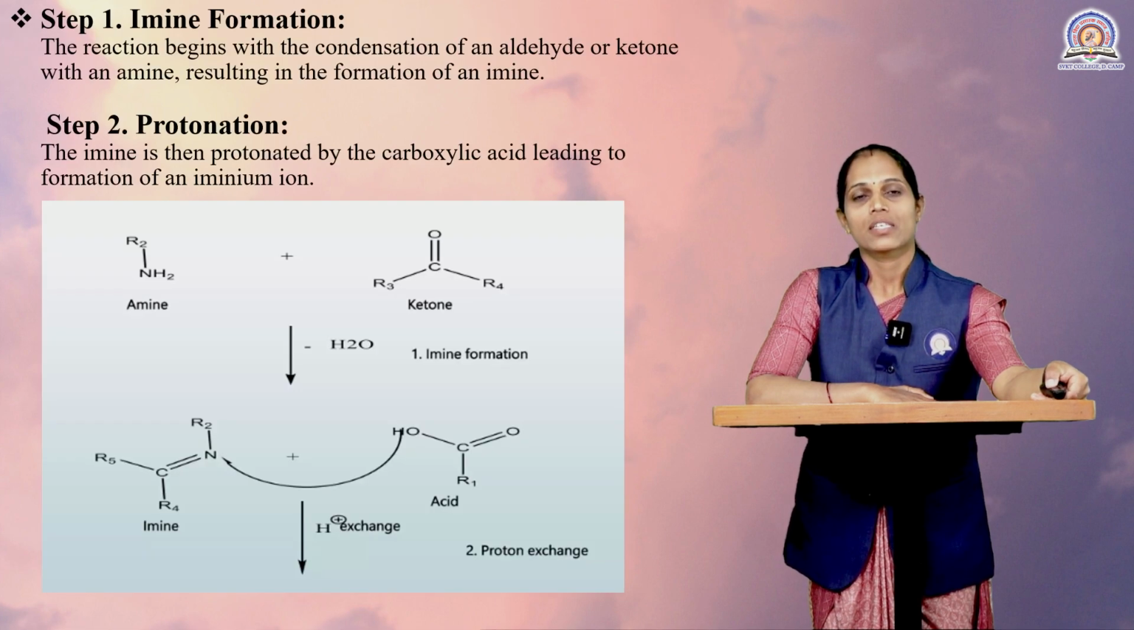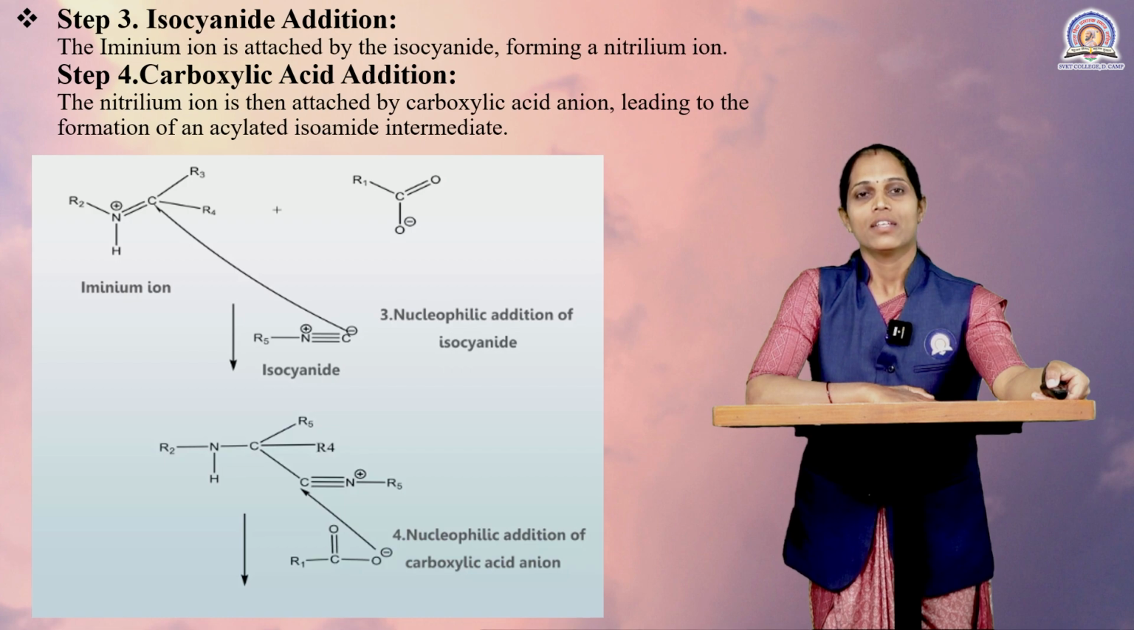Here is the step mechanism of the Ugi reaction. In that, step number 1 is the imine formation. See, the reaction begins with the condensation of an aldehyde or a ketone with an amine, resulting in the formation of an imine. Means in this reaction amine reacts with ketone to form imine as a product. In the second step, that is the protonation, the imine is then protonated by the carboxylic acid, leading to the formation of iminium ion. Means the conversion of imine to iminium ion takes place in the second step.